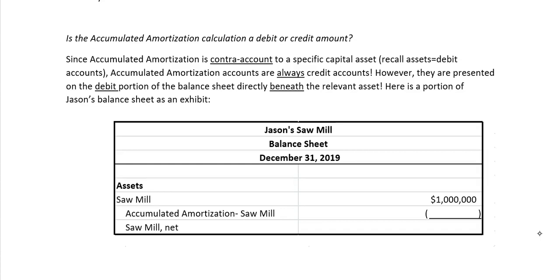Okay, so the accumulated amortization, as we calculated earlier, at the end of year 3 is going to be 150,000. So the sawmill, your asset, is your debit of $1 million. Your accumulated amortization, sawmill, is your contra account to your asset. So it's a credit of 150,000. Therefore, we have our net book value for the sawmill of 850,000.